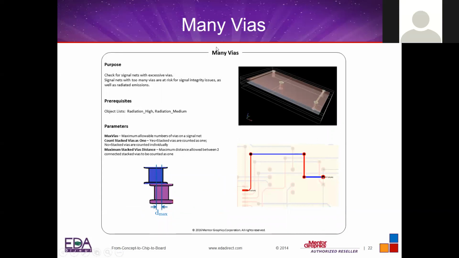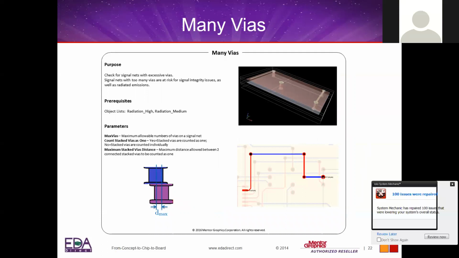Many vias, as simple as this may sound, it actually is an issue. I've seen a design of a customer where they have an address bus, right, for a DDR subsystem, and usually you have like 12 to 16 address lines, and in that particular case, all 10 of the address lines have 4 vias, and 1 or 2 have 6.